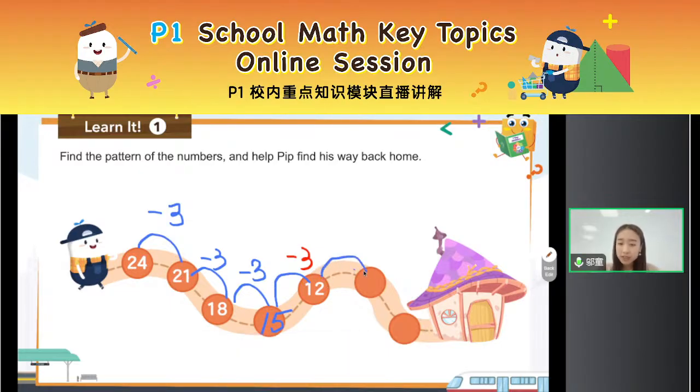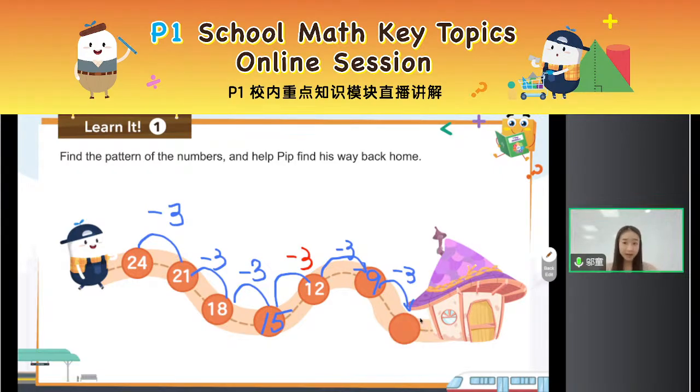12, we still minus 3 based on that. Excellent, wow, who knows that? How many is it? Good job. We get a 9. Well done. If I want to move to the last step before the mushroom house, how many is the last step answer?